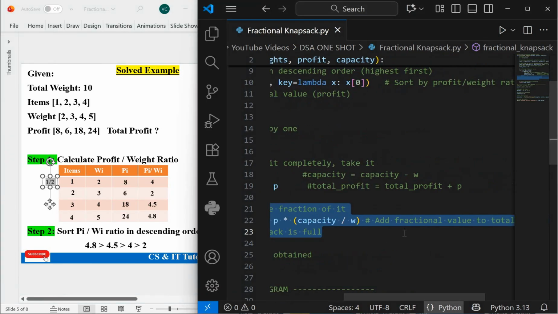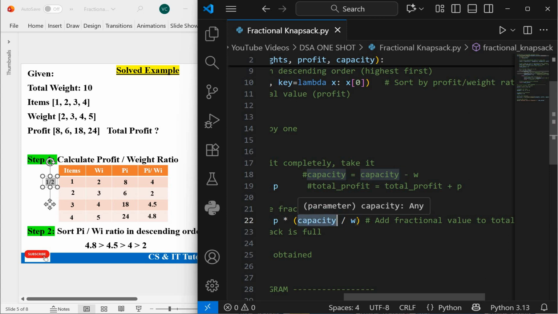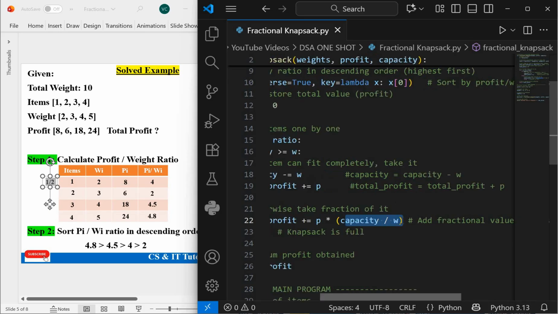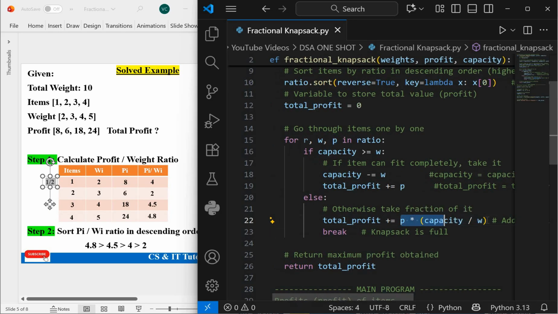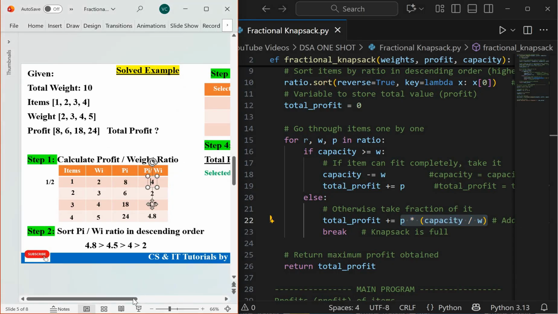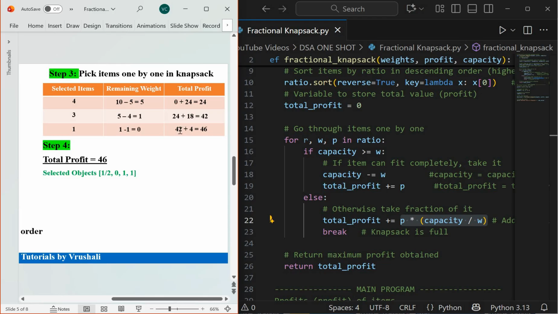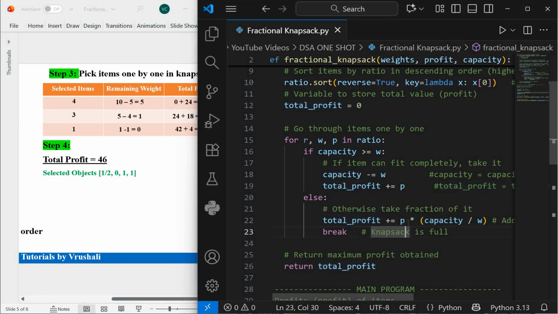See here in this else part. Our remaining capacity is 1, but the item weight is 2. So 1 by 2, the answer is 0.5. Also add the profit of that item. If you add weight 2, profit is 8, but we are adding only 1 here, so profit is 4 only, that is half. So 42 plus 4 equals 46. 42 is our previous profit, we add the new profit 4, and the final answer is 46. This is your total profit.